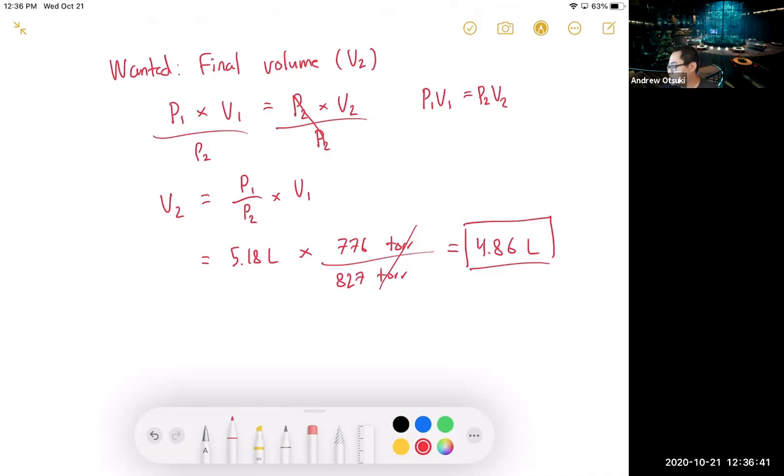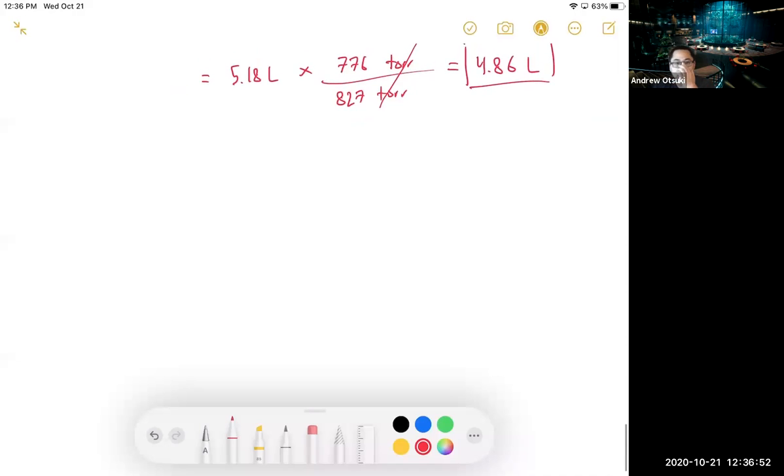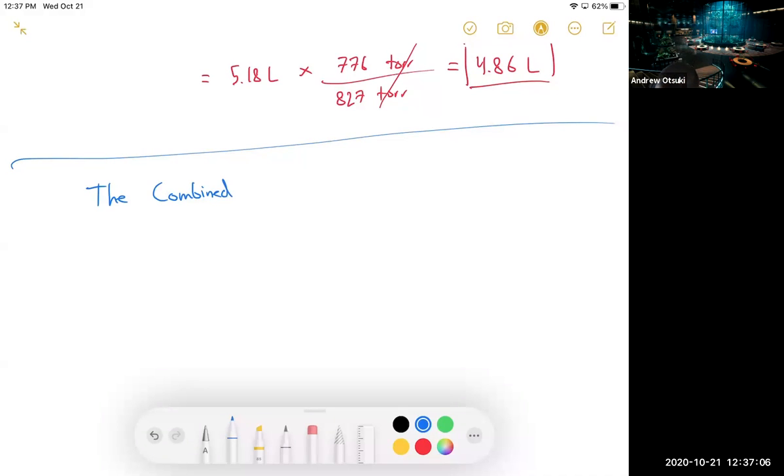All right, guys. So we only have 6 slides left, so we should be able to make it. All right. So now we're going to talk about the combined gas law. As it sounds, it's basically a summation of Boyle's and Charles's law. So now we combine the two proportionalities.